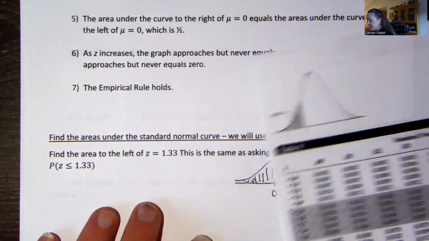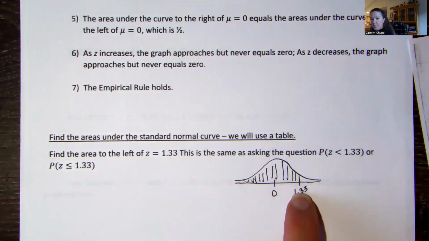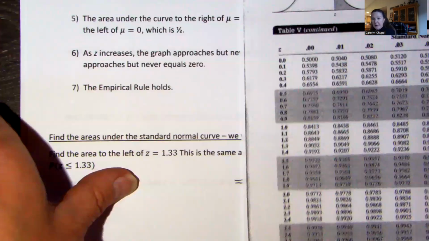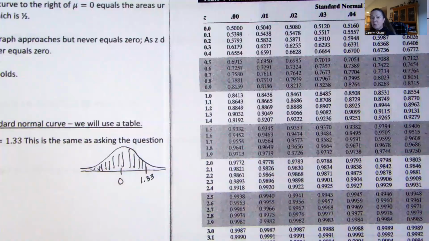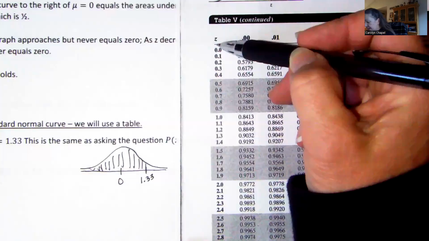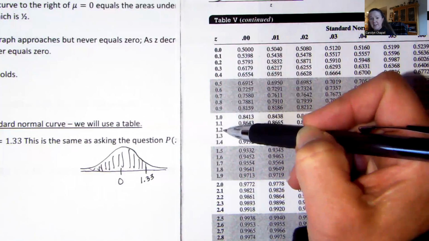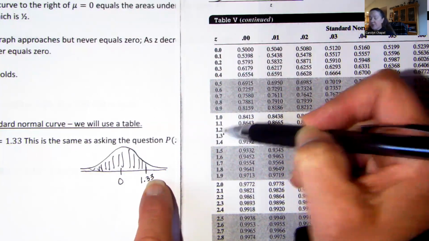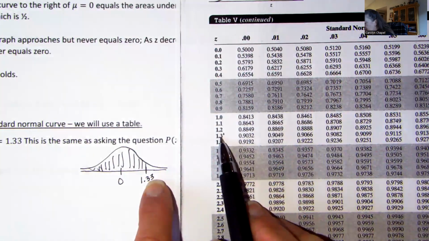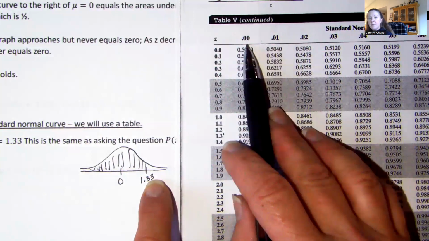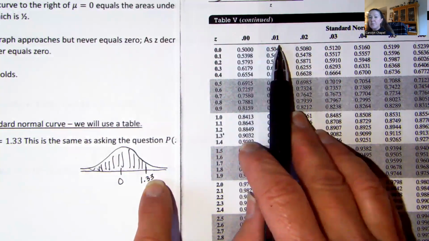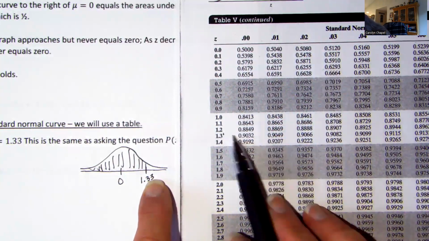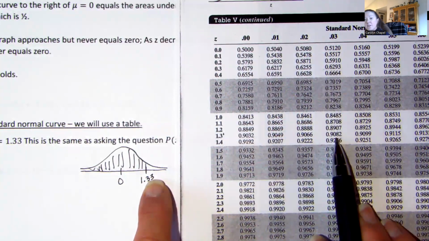All right, so we are trying to find the area from 1.33 down. So I'm going to go on my positive side and we're doing 1.33. So the way this works is these values give us our first digit in the decimal. So there's my 1.3. To get that second 3, we're going to get our hundredths position by going across the top. So this would be 0, like 3.0, 3.1, 3.2, 3.3. So we're going to go down here and pull that value right there.